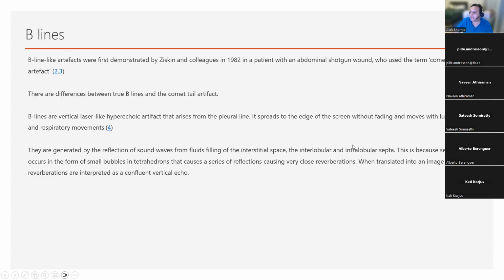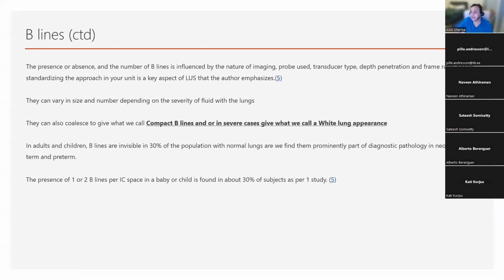What are B lines? B lines basically reflect vertical reverberation artifacts. Why do we get them? In essence, they were first demonstrated by Ziskin and colleagues in 1982, and they reflect what I would say is interstitial fluid as it accumulates. And as it accumulates, B lines evolve.